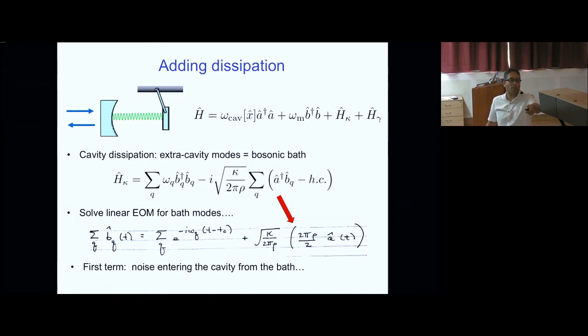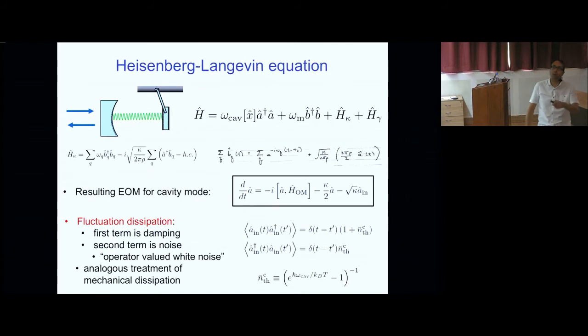So now what do I do? I've solved the equation of motion for the bath modes. I'm basically going to just plug this into the equation of motion for my cavity mode a. And when I do that, what I end up with is this Heisenberg-Langevin equation, the quantum Langevin equation. I'm going to come back to that. I'm going to treat the dissipation of the mechanics in exactly the same way. So right now I'm focusing on this H kappa, which is the dissipation of the photon modes. We're going to do exactly the same thing when we describe the dissipation of the mechanics.